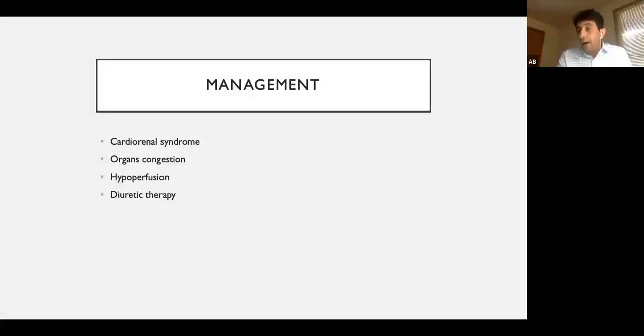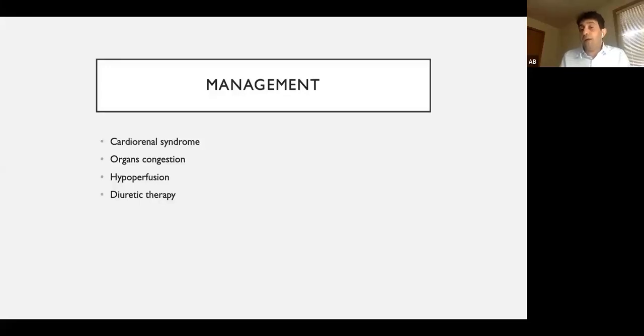A lot of patients with acute and chronic heart failure present with the cardiorenal syndrome. So you will see abnormalities in kidney function in the acute phase. And that's related to the heart failure for many reasons. One of them is decreased perfusion to the kidney, but most important is kidney congestion. Among the organ congestions, the kidney as well as the liver.